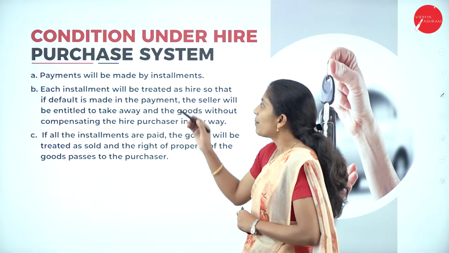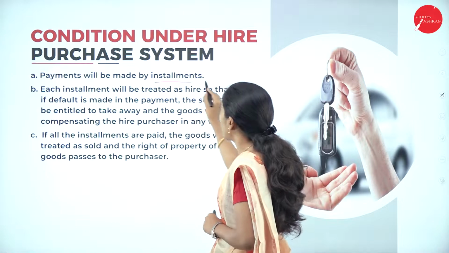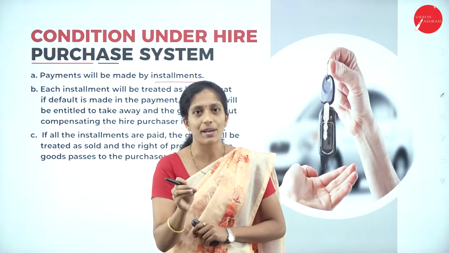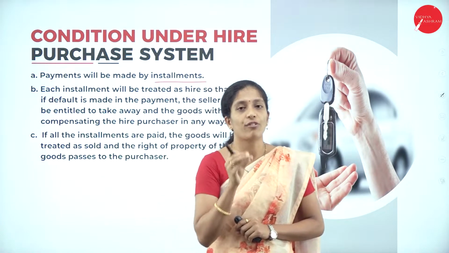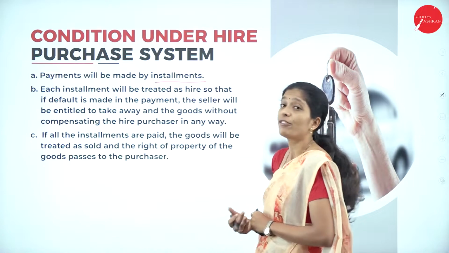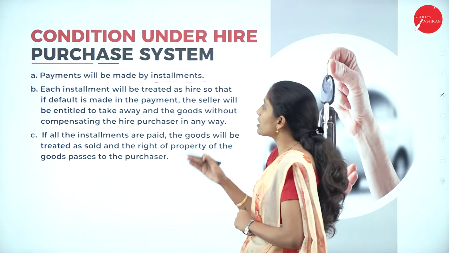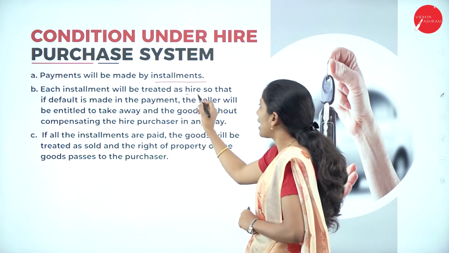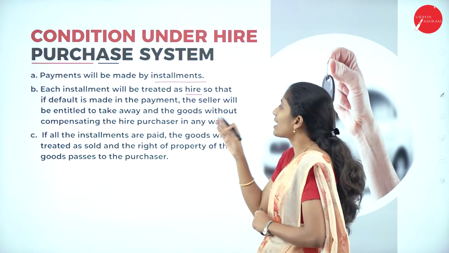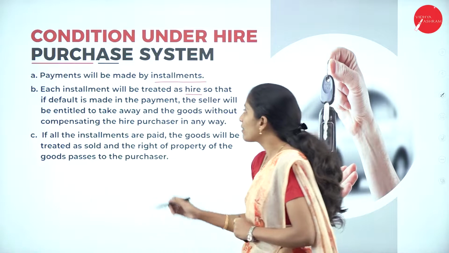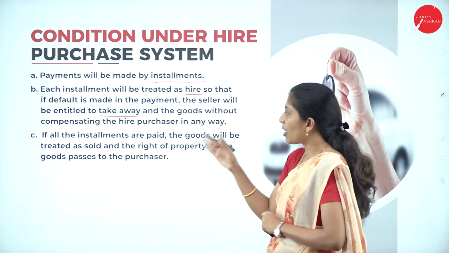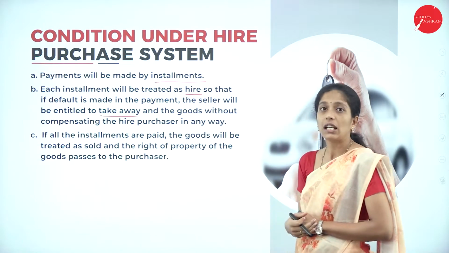First, payments will be made in installments. I have told you, on the date of transfer he will pay some amount, that is some percentage of the value of the goods, and the rest of the amount has to be paid in the form of installments. Each installment will be treated as hire, so that if default is made in the payment, the seller will be entitled to take away the goods without compensating the hire purchaser in any way.